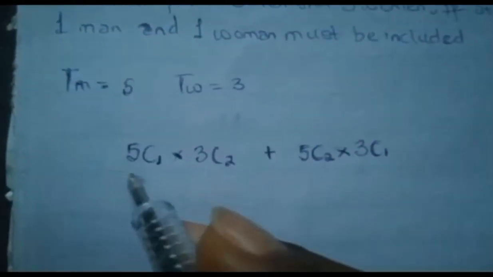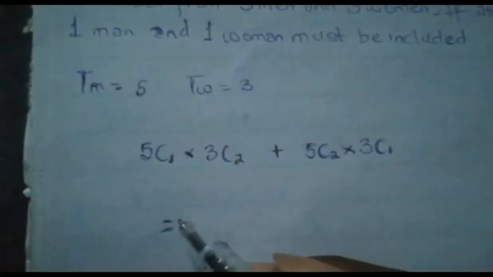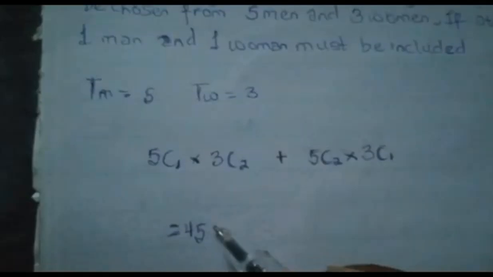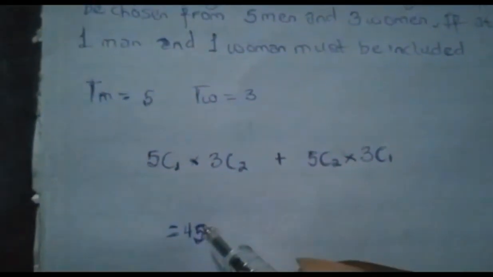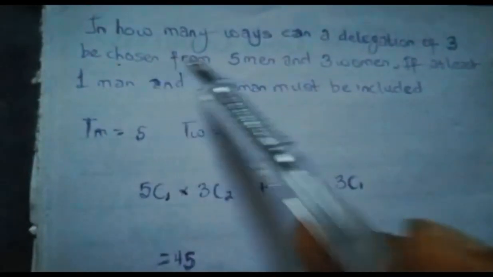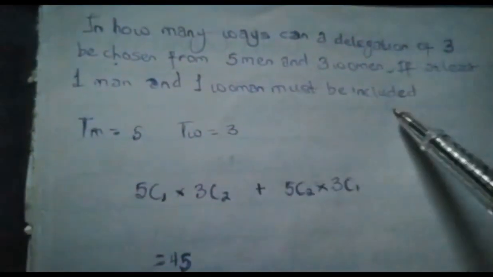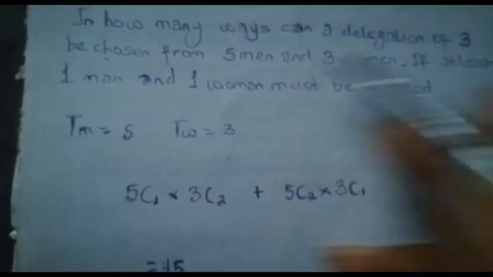So I want to give you a task, an assignment or a classwork. Try to simplify this. You're actually going to get 45. So there are 45 ways of choosing from 5 men and 3 women a delegation of 3, if at least 1 man and 1 woman must be included. So we have 45 ways of performing this operation.